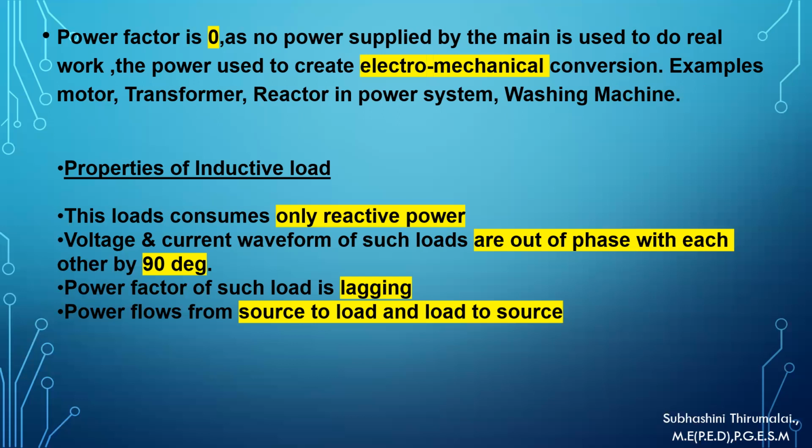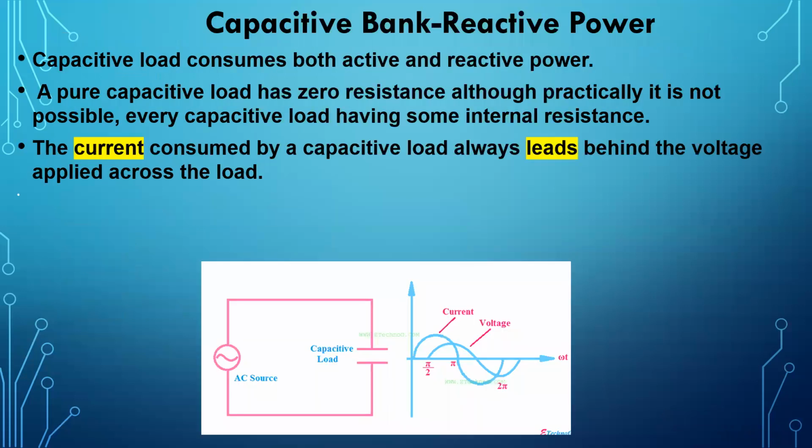We have seen what is a resistive load, we have seen what is an inductive load. Then what are the electrical loads? We have capacitive load. RLC are our loads. Next we have capacitive loads. Capacitive loads, capacitor bank, this is also called reactive power. The capacitor is connected here. Now here the current is leading. The current is leading by 90 degrees. But we don't have a pure capacitive load.